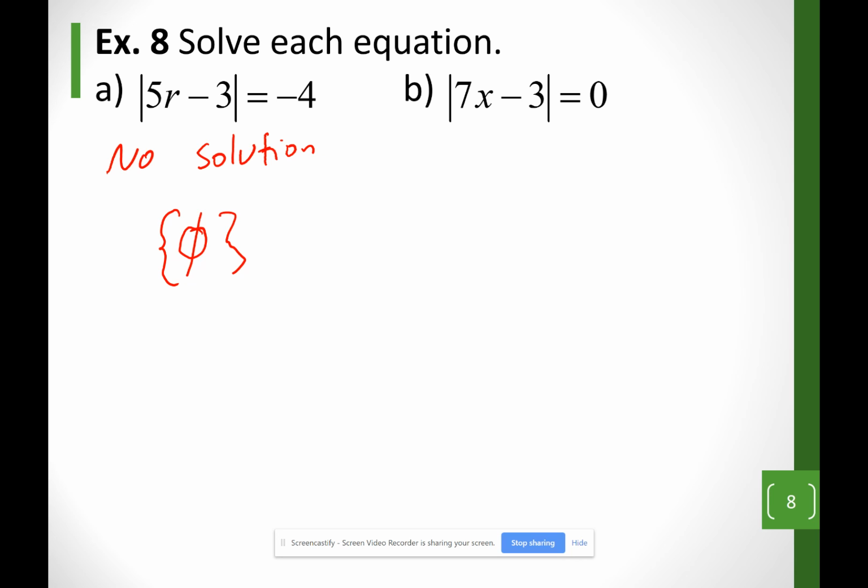Now, looking at example B, absolute value equal to 0. That will be true if 7x minus 3 is equal to 0 to begin with, because the absolute value of 0 is 0. So when it is equal to 0, we can work on this. I'm just going to add 3 to both sides. 7x is equal to 3. So x must be 3 divided by 7. We can work an absolute value equal to 0, but we cannot do an absolute value equal to negative.